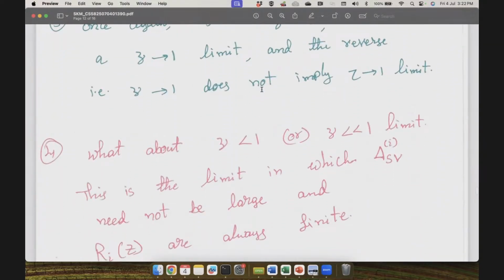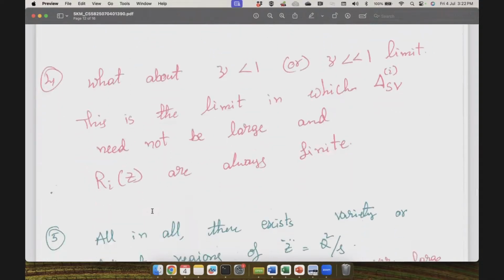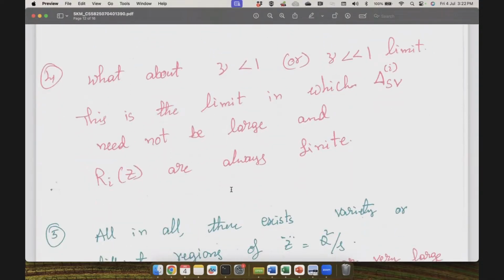What about the region when z is less than 1? Meaning the region where the threshold logarithms are not important. So in the z less than 1, or z far less than 1 limit, this is the limit in which soft virtual terms need not be large. Okay. And the regular terms are always finite. So there is some sort of interplay.